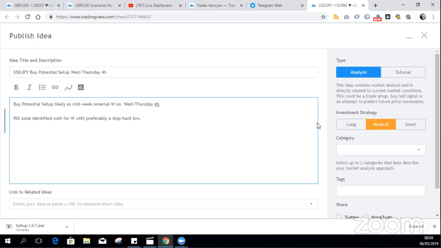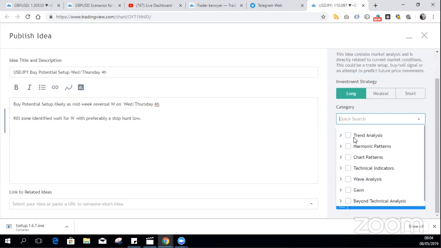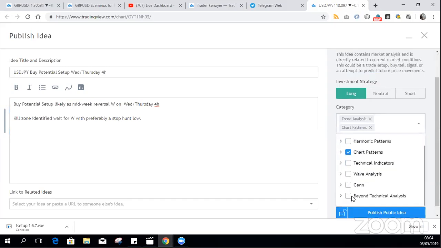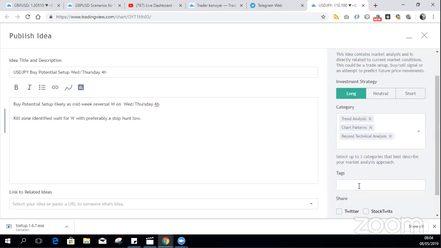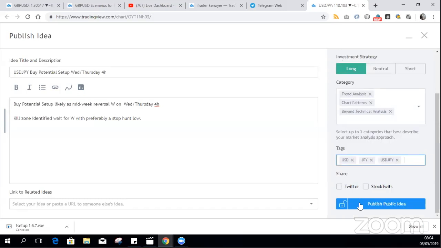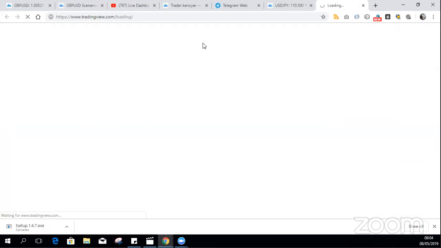Okay, very simple and easy to follow. Long category trend, chart pattern, beyond technicals. USD JPY, USD JPY. All right. So publishing that as well.